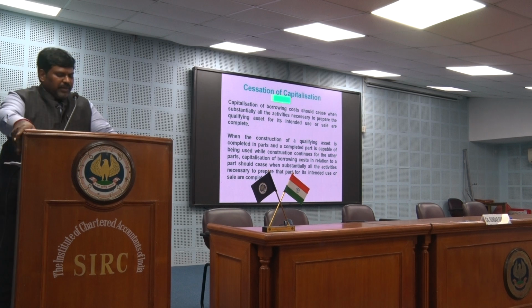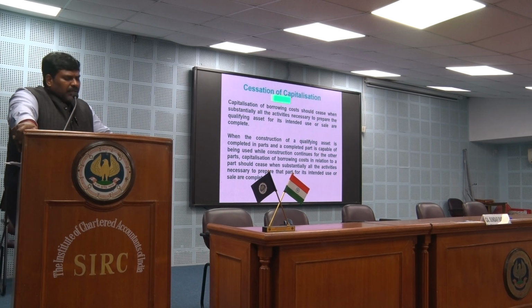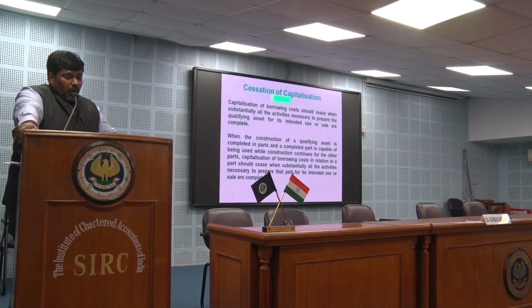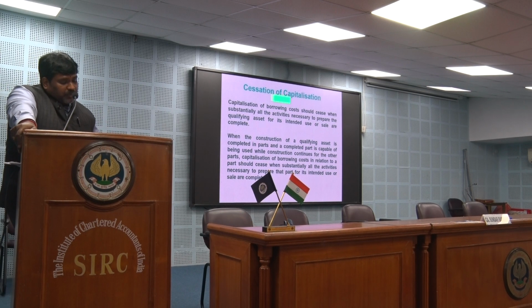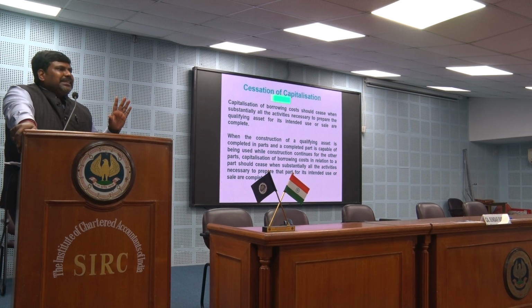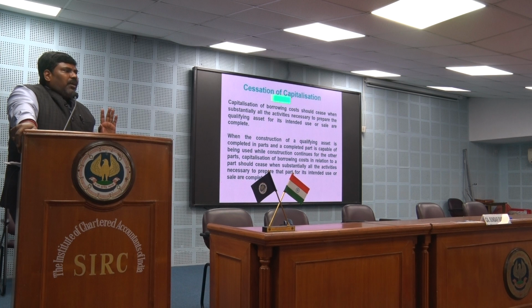Cessation, as I said, is a brilliant, simple one. Capitalization of borrowing cost should cease when substantially all the activities necessary to prepare the qualifying asset for its intended use or sale. So, the moment the asset is ready for the intended use, you should stop capitalization of your interest cost.